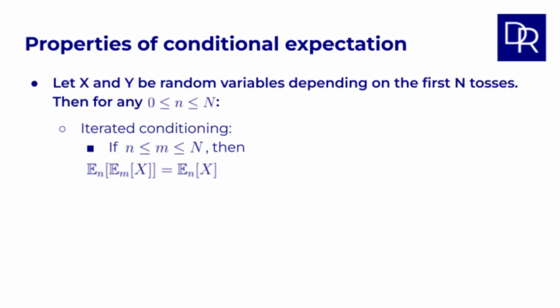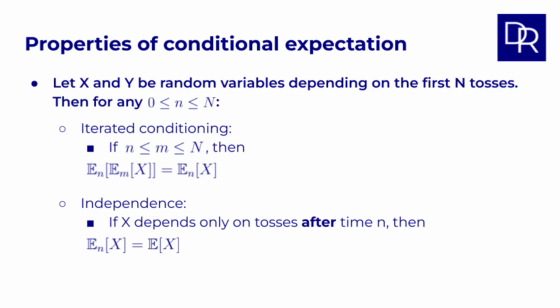The next property relates to what we call iterated conditioning. If n is less than m, then the expectation after n tosses of the expectation of x after m tosses is just the expectation of x after n tosses. There's also the property of independence. If x depends only on tosses after time n, then knowing the results of all the tosses up to time n does not give any information about x. So the expectation of x, given the first n tosses, is just the unconditional expectation of x.